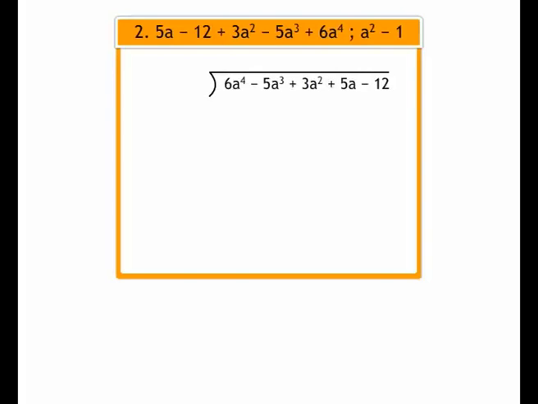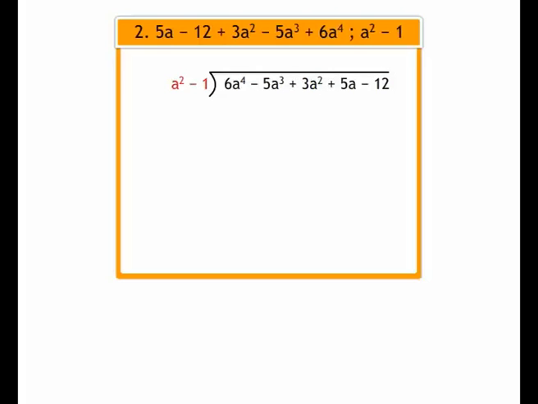Here our dividend is 6a raised to 4 minus 5a cube plus 3a square plus 5a minus 12. And our divisor is a binomial, that is a square minus 1. As the divisor is a binomial, we will separate the divisor into two parts, that is a square and the other as minus 1 to carry out our division.